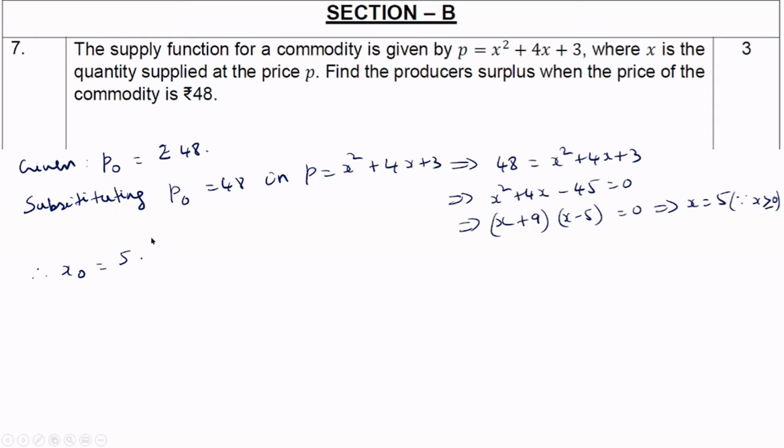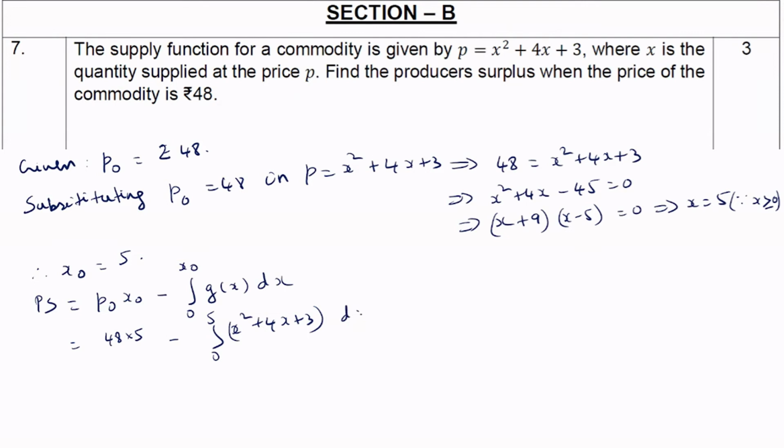So we got P naught is given and we have found x naught. Now we can find the producer surplus. It is given by P naught x naught minus integral 0 to x naught, the supply function into dx. So this is equal to 48 into 5 minus integral 0 to 5, the supply function x square plus 4x plus 3 dx.